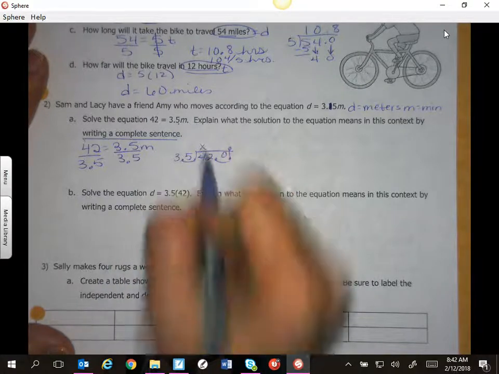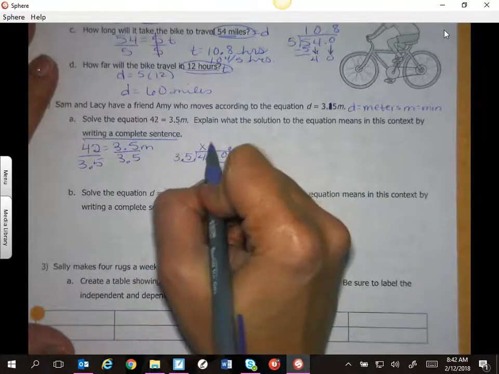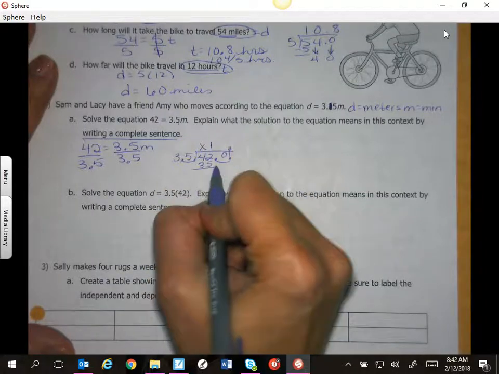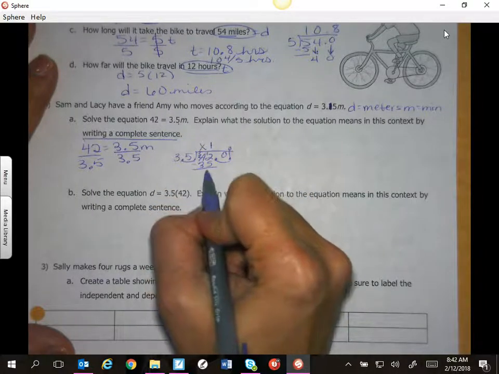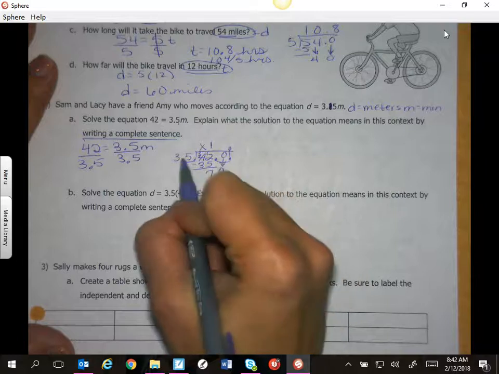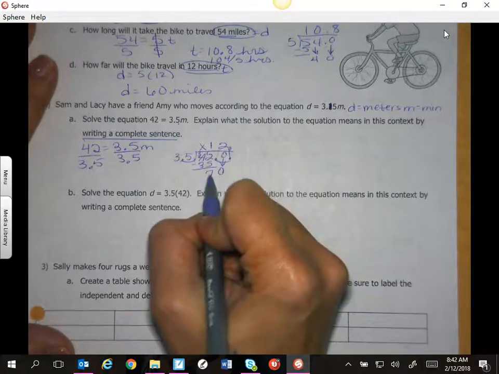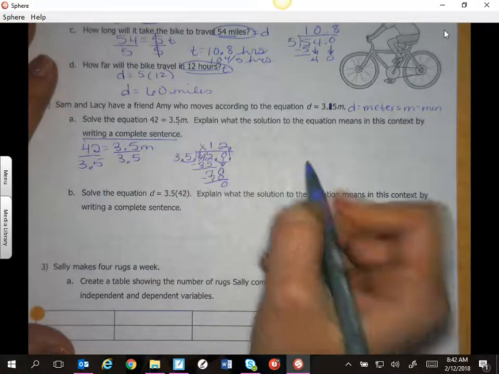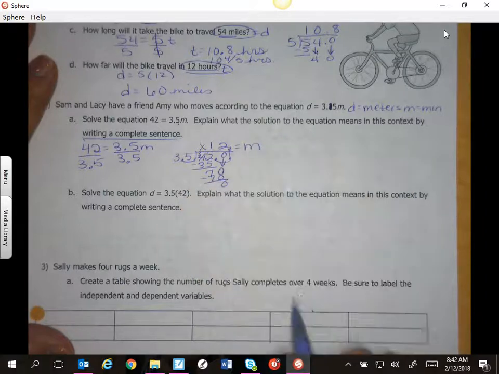35 doesn't go into 4. 35 goes into 42 once. Don't forget to borrow. 7, bring down the 0. 35 goes into 70 twice with none left over. So that means that m equals 12.